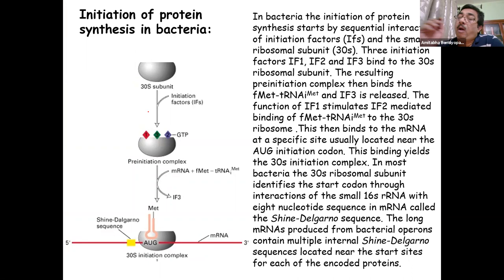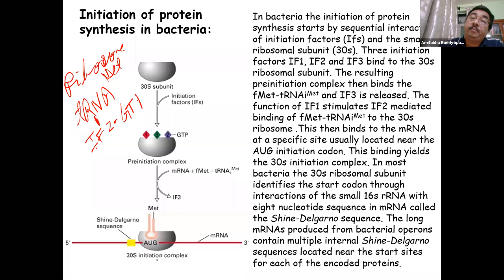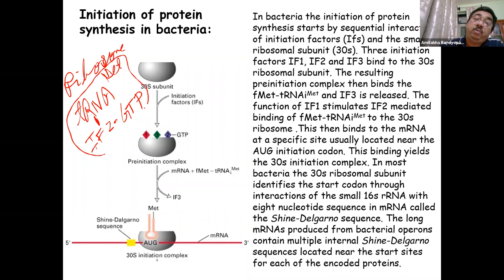Now, how does initiation happen? For protein synthesis to initiate, you need the ribosome and you need the tRNA that is charged with methionine. Now, this tRNA cannot come and bind to the ribosome on its own. So this tRNA needs IF2, which needs to be bound to GTP. So a tRNA-Met, IF2, GTP ternary complex, because there are three components, must be formed away from the ribosome.